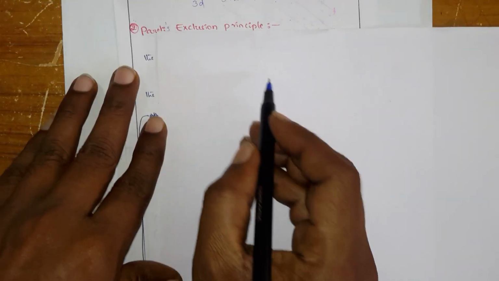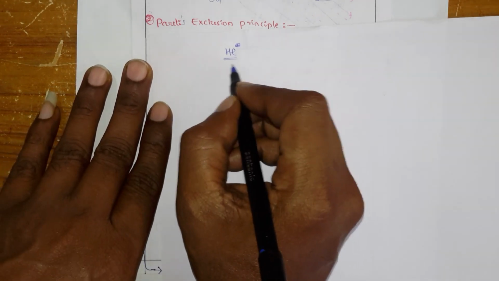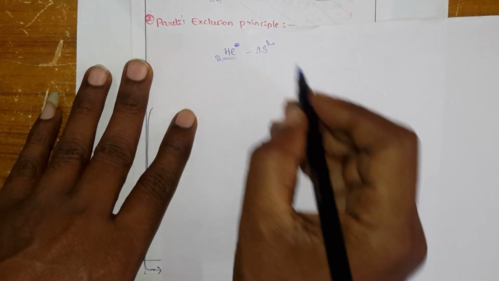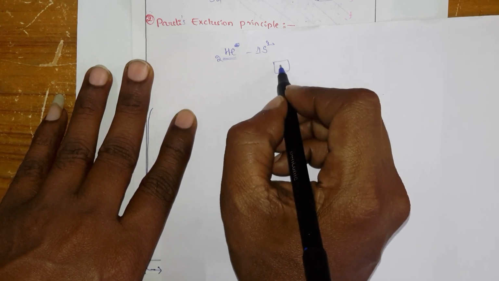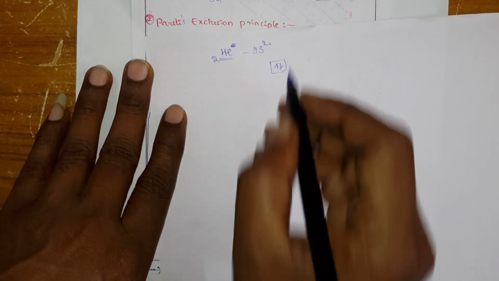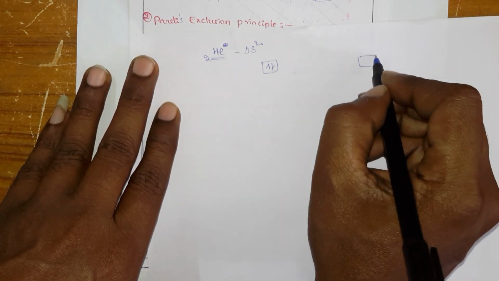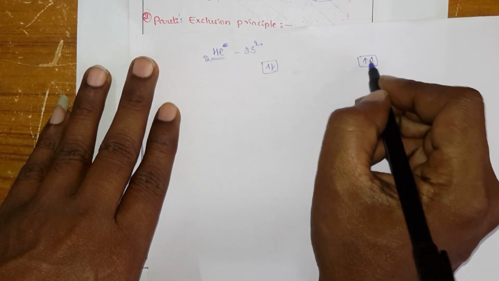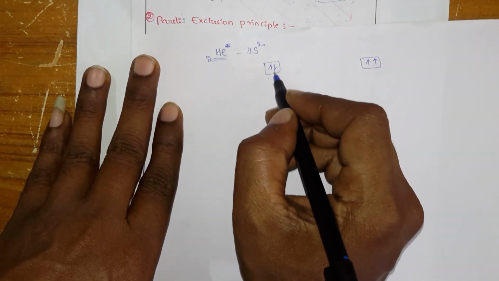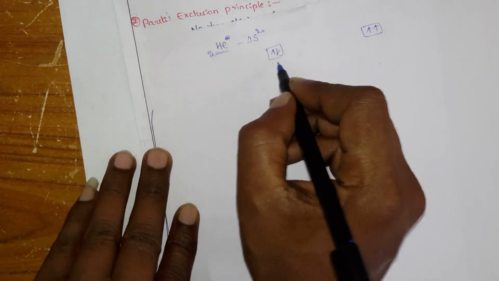So for helium, again I am writing here. The atomic number is 2, so the electronic configuration is 1s2. That means 2 electrons can be accommodated in one orbital. Can we write it like this? There is one more possibility also. You can also write both electrons upwards. But what is correct? Let us see now.